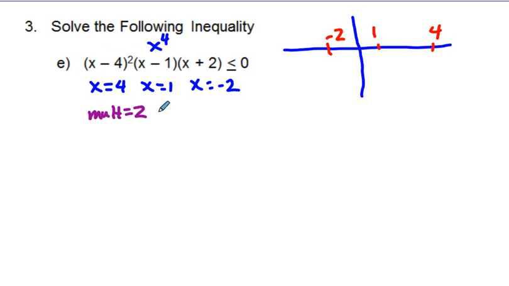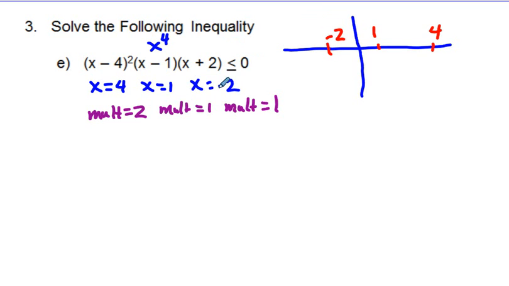And then for x equals 1, we're going to have multiplicity equals 1, and for x equals negative 2, we're also going to have multiplicity equals 1. So what does that mean? Well, the values of the multiplicities will tell us if the graph of the function touches or crosses the x-axis. So we're going to have to come from on high, and we're going to come and touch.